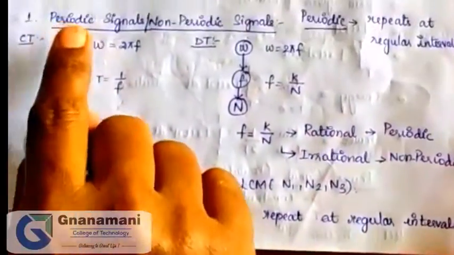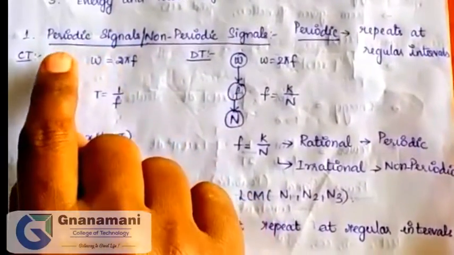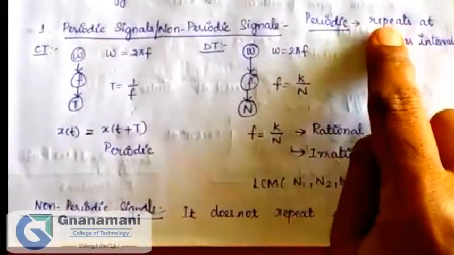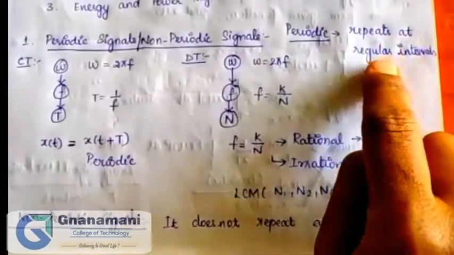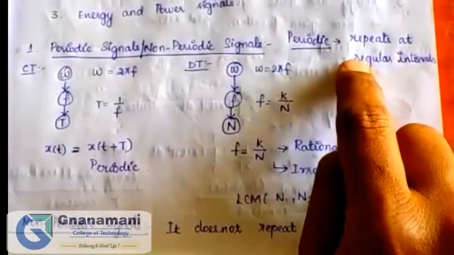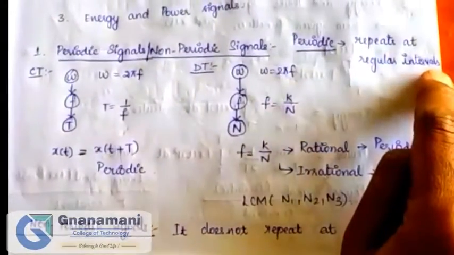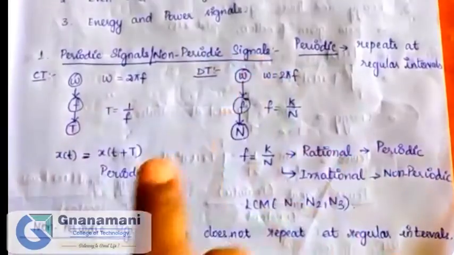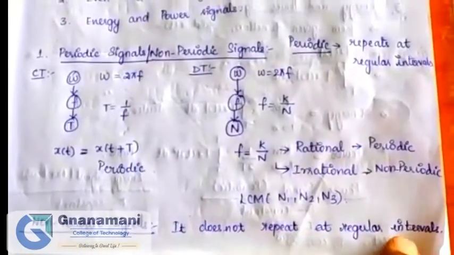First we are going to see the periodic signal. What does periodic mean? It repeats its value at regular intervals. For example, a sine wave repeats at regular intervals. Whereas a non-periodic signal does not repeat at regular intervals.